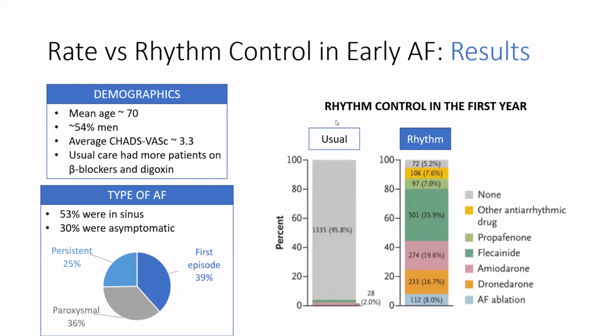Looking at who received rhythm control in the first year, 96% of the usual care group did not receive any rhythm control within the first year. In the rhythm control group, about 8% of patients received ablation. The most common antiarrhythmic was flecainide, followed by amiodarone and dronedarone.